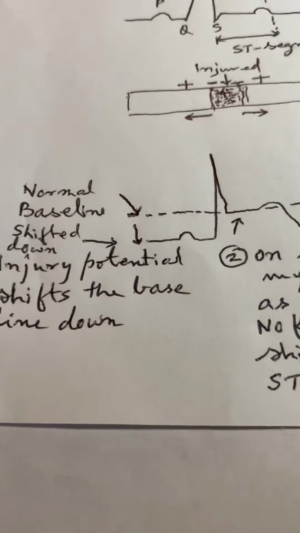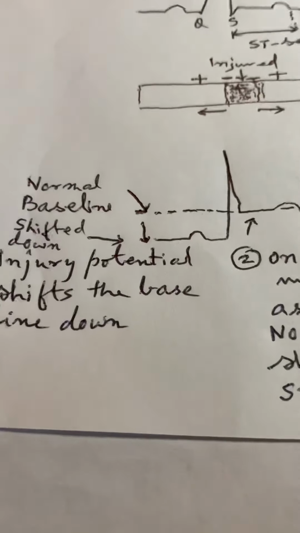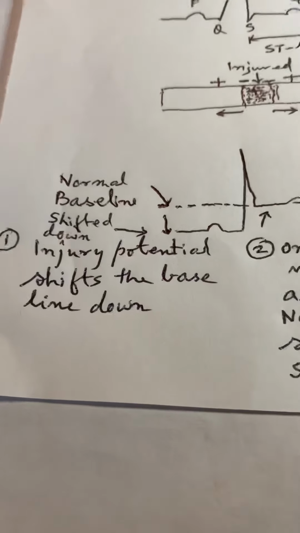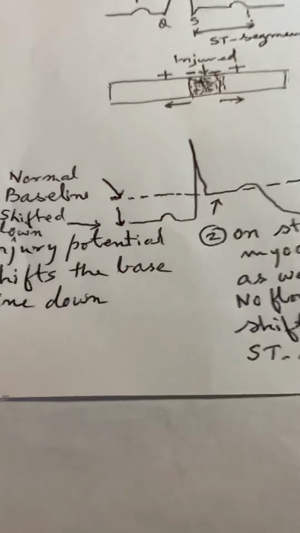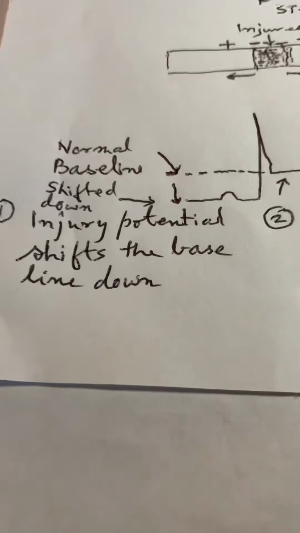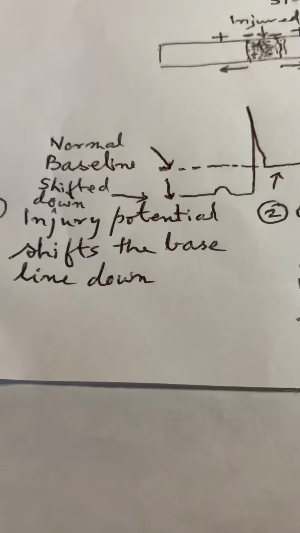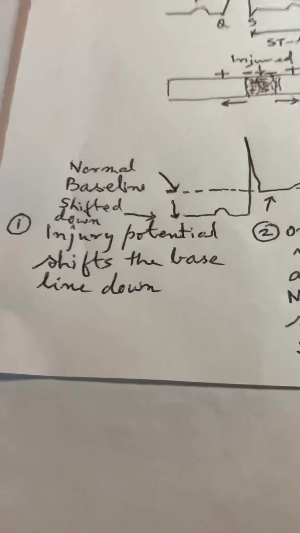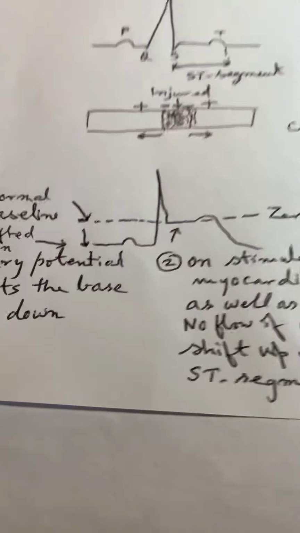Once again, the injured portion is showing negativity outside. Normal tissue, when depolarized, will also show negativity outside. So no flow is taking place. When the injury potential is generated, it shifts the recording from the normal baseline down. As you see here, with the arrow, when injury potential occurs, the baseline is shifted down from normal.